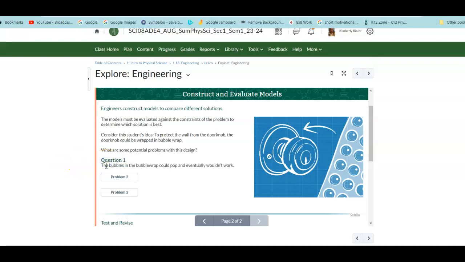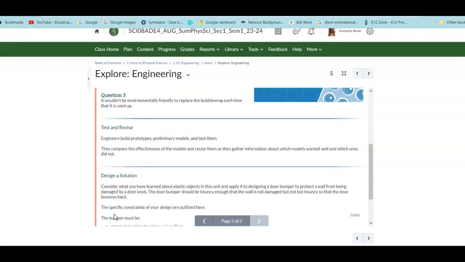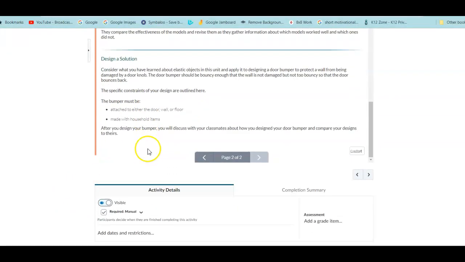So the bubbles could pop and eventually that wouldn't work anymore. Next, the bubble wrap would make it harder to open the door. And finally, it wouldn't be environmentally friendly to replace the bubble wrap each time it is used up. So now engineers will test and revise. They'll build a prototype or preliminary model and then test it out. From there, they want to compare the effectiveness of the models and revise them as they gather information about which models worked well and which ones did not. From there, they'll go ahead and design a solution.